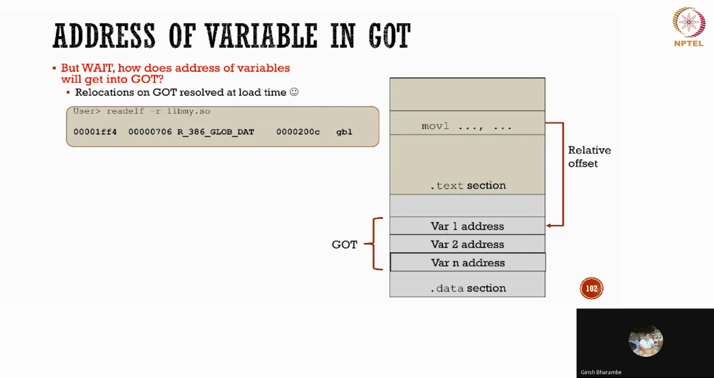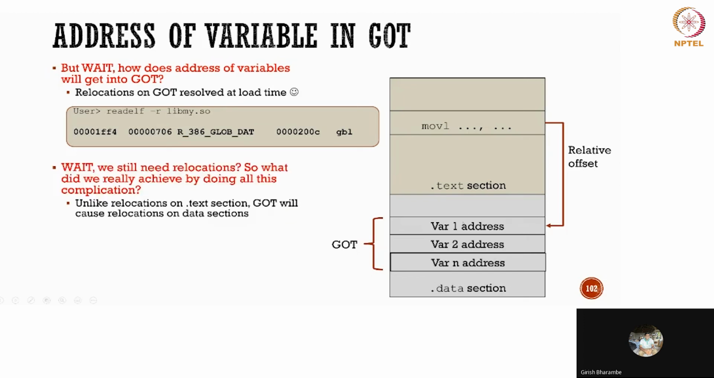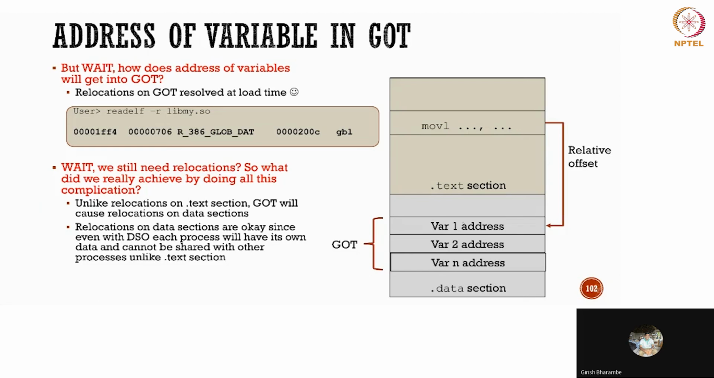And essentially what you can do is populate these addresses which are still not known. You will have to have relocations, but the relocations on data segments are fine, because those you cannot share anyway, since each process has its own private data and you cannot share it with other processes. But the text section stays relocation free.